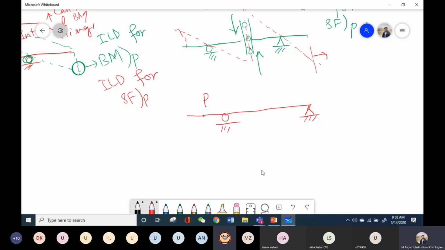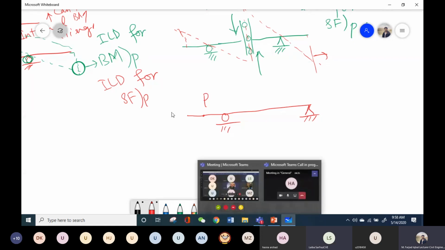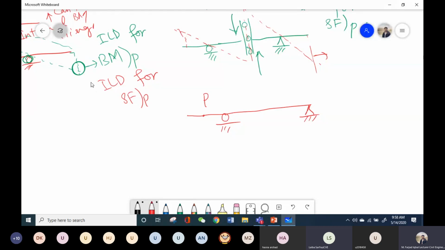At point P? What? ILD for shear force at point P.